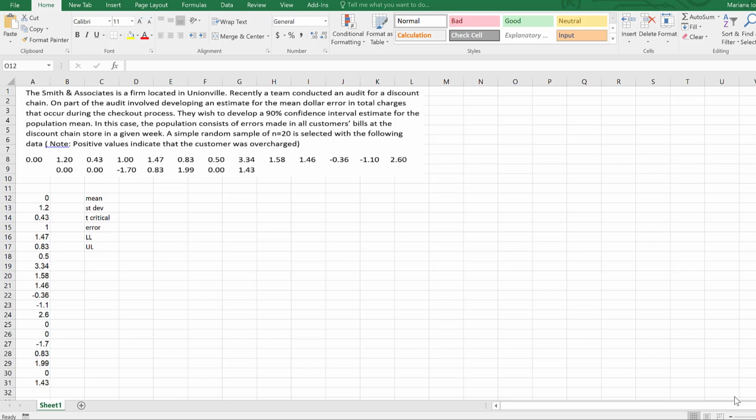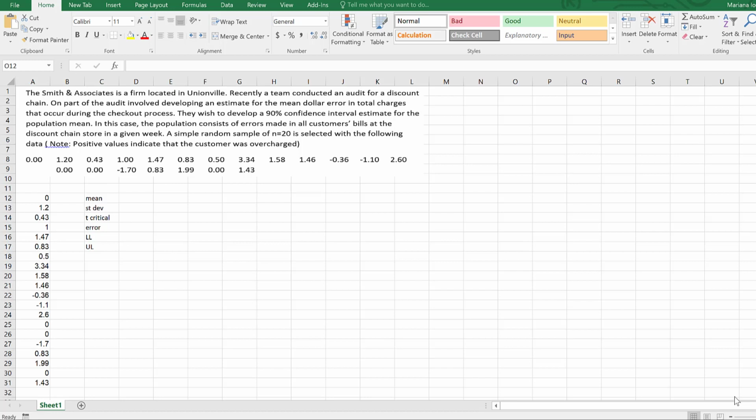Smith & Associates is a firm located in Unionville. Recently, a team conducted an audit for a discount chain. One part of the audit involved developing an estimate for the mean dollar error in total charges that occurred during the checkout process. They wish to develop a 90% confidence interval estimate for the population mean.